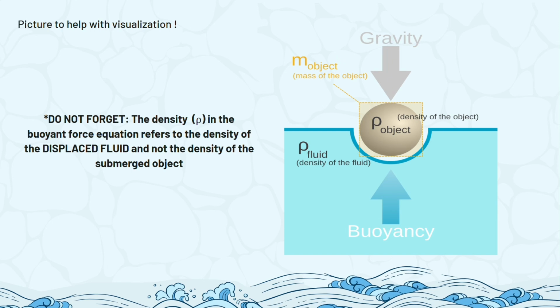Here's a photo to help visualize the concept. We can see the upwards buoyant force and the downwards gravitational force. Don't forget, the density, rho, in the buoyant force equation refers to the density of the displaced fluid, not the density of the object.